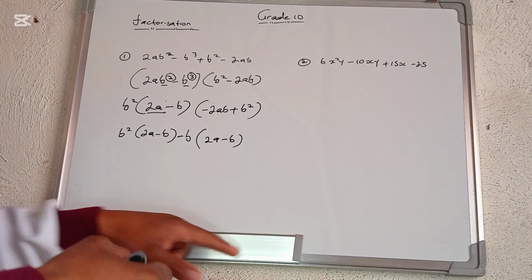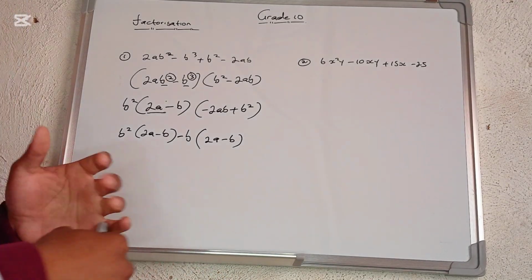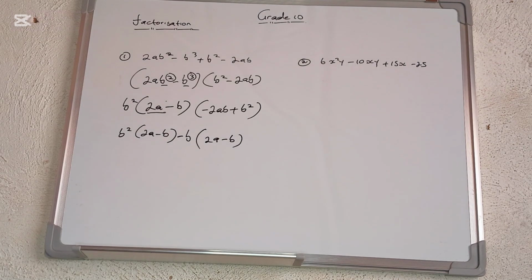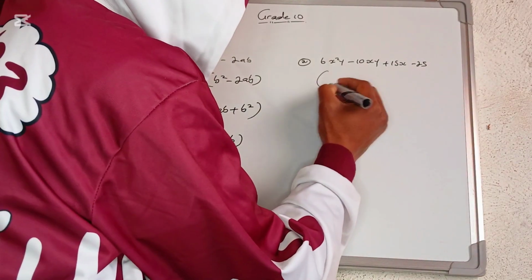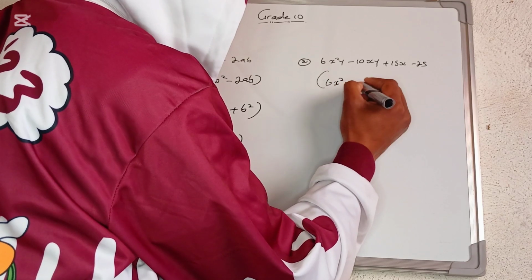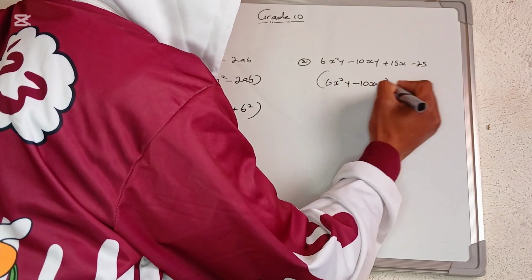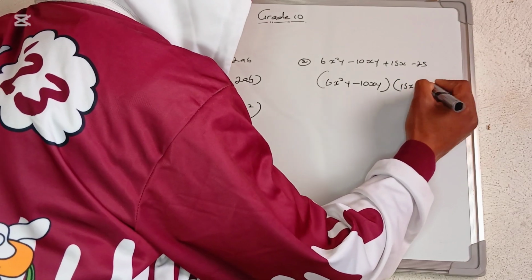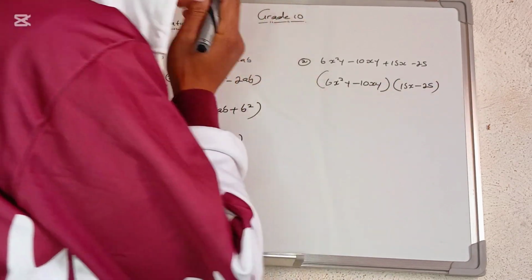So, moving to the second equation. The second equation says 6x squared y minus 10xy plus 15x minus 25. We start by applying our first rule, which is grouping this equation into two. We have 6x squared y minus 10xy, and 15x minus 25.